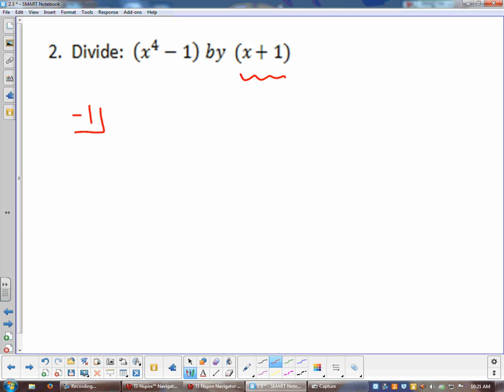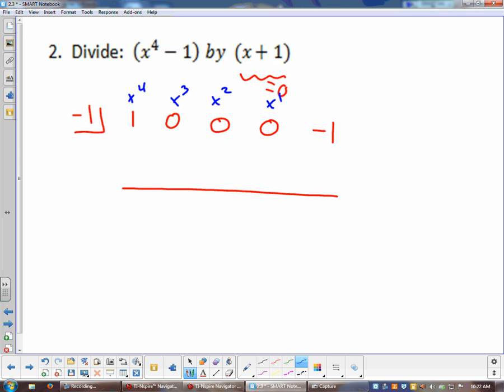-1, because we set this equal to 0 to find the number that would go in the box, right? And we'd end up with -1. What numbers am I going to put next to the box? 1 and -1. 1, 0, 0, 0. All right, so you have to fill in the missing terms. Remember, this is our x to the 4th, x to the 3rd, x to the 2nd, x to the 1st. I didn't have any of those, so I had to fill in zeros. And then my constant, this is my x to the 0 term.